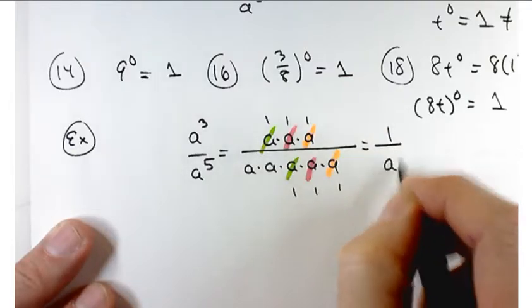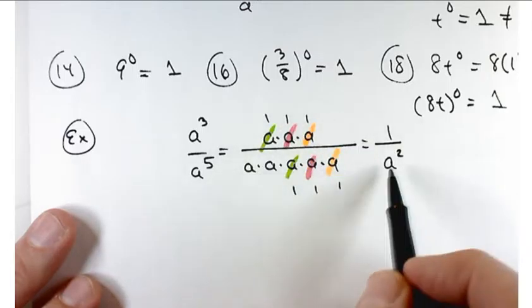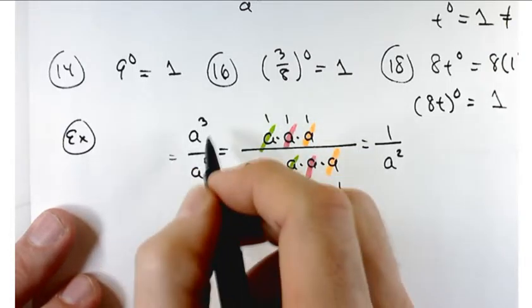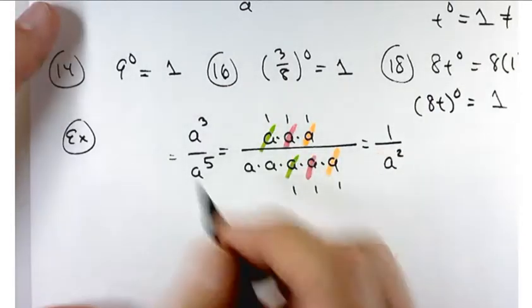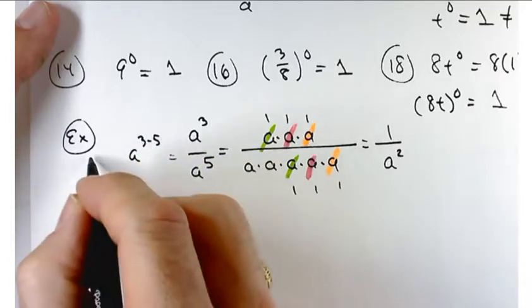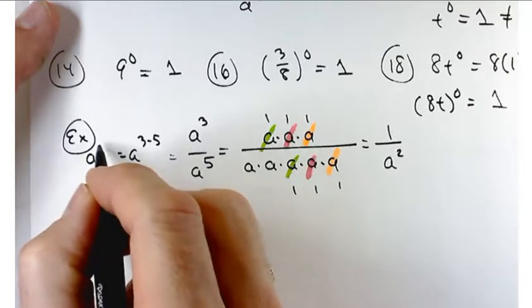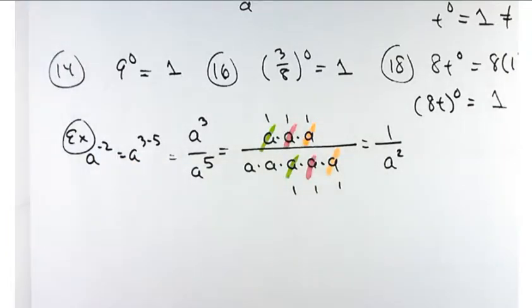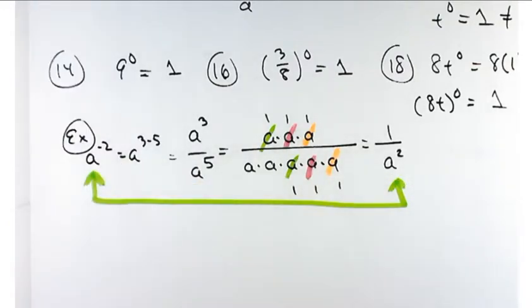1 over a squared, right? 1 times 1 times 1 over a squared. But what if I did it another way? Let's go back to our quotient rule for these exponents. I get a to the 3 minus 5. What's 3 minus 5? Negative 2. So that's kind of an interesting conclusion here. A to the negative 2 is the same as 1 over a squared.